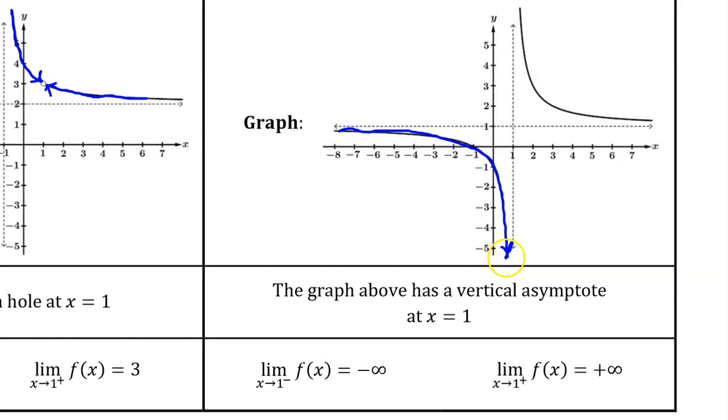It decreases without bound. So the limit as x approaches 1 from the left of f of x is negative infinity. Now let's consider the limit as x approaches 1 from the right. As x approaches 1 from the right, f of x increases without bound. So we say the limit as x approaches 1 from the right of f of x is positive infinity.